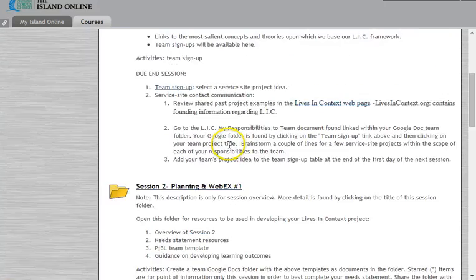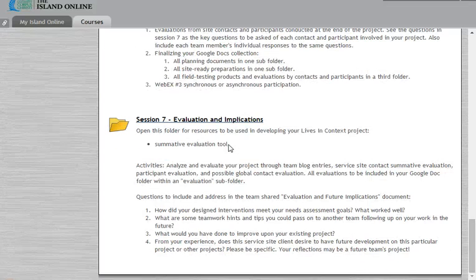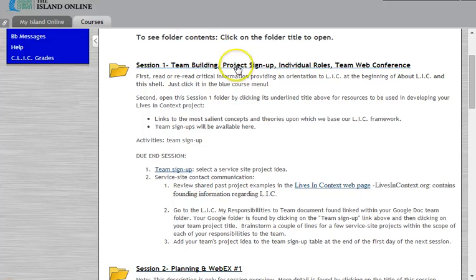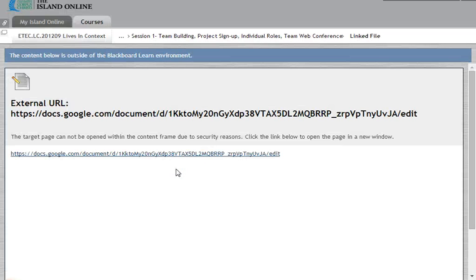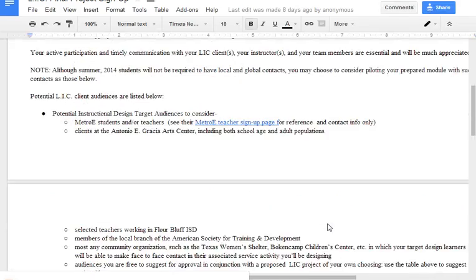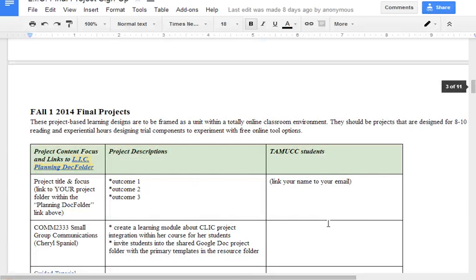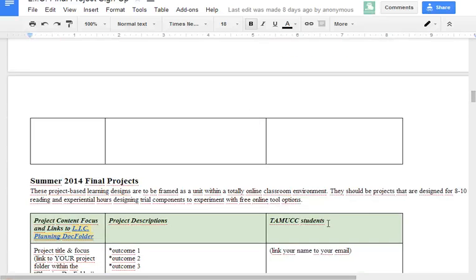You will have 7 sessions within the CLIC PBL shell. So let's take a look at Session 1. Session 1 is where teams will be establishing the collaborative team. Students will want to sign up for a collaborative team, assign roles and responsibilities, and create and develop a positive team environment by establishing collaborative and communication strategies.